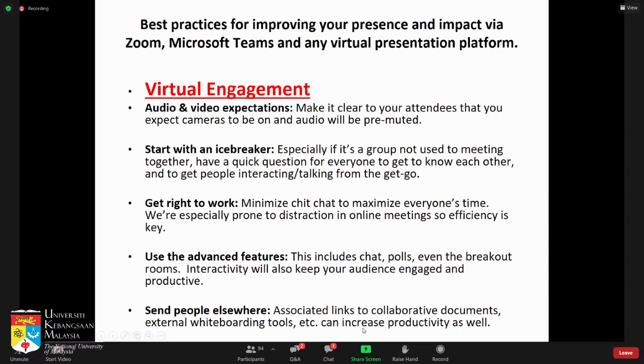So make it clear to your attendees that you expect cameras to be on. It is good for all of them, by right, to have the camera on during any presentation. So Dr. Syed has already turned on the camera, for example. Because otherwise the expected engagement is not there. But if you want to drink, for example, you can turn off the camera, it is fine. So start with an icebreaker.